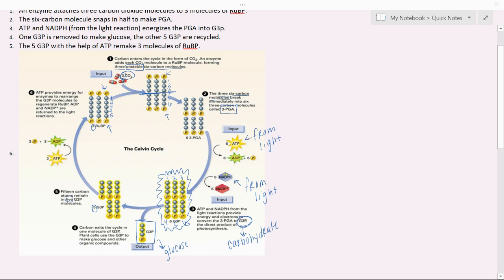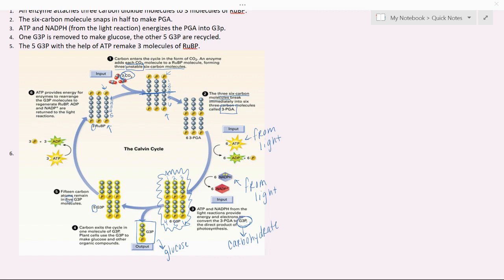Now, in the recycling, let's think about this. Is this an efficient process? We're putting in 3 carbon dioxides, and we make 6 G3P carbohydrates, but only 1 of them gets used to make glucose. That's not really super efficient for a plant. But why does this actually work really well? What do we need in order to perform photosynthesis? The sun and carbon dioxide, and we have plenty of those things. So even though we're doing a lot of Calvin cycles in order to make glucose, plants can do this over and over and over again.